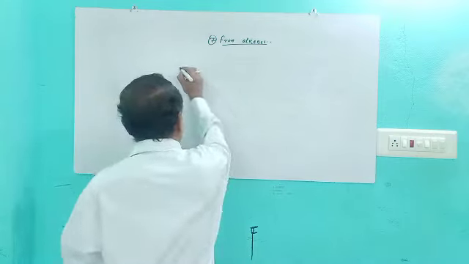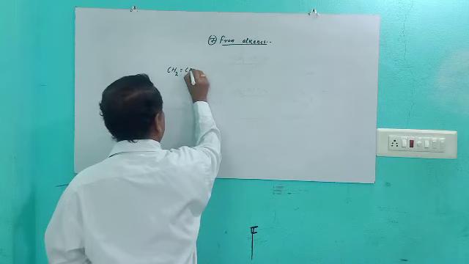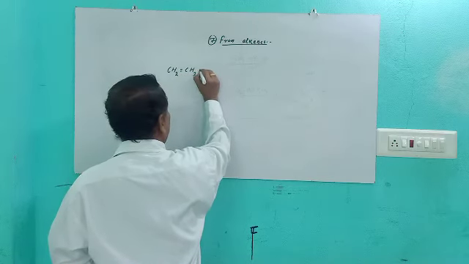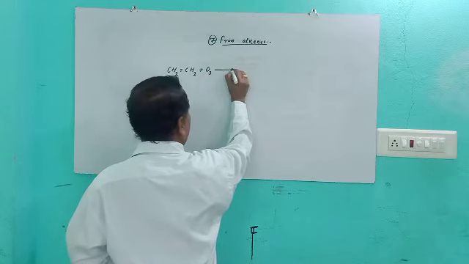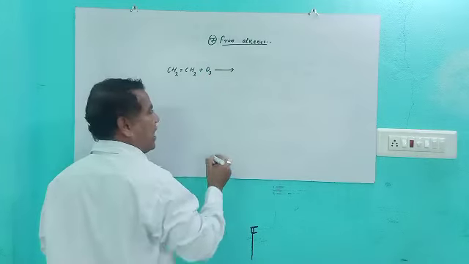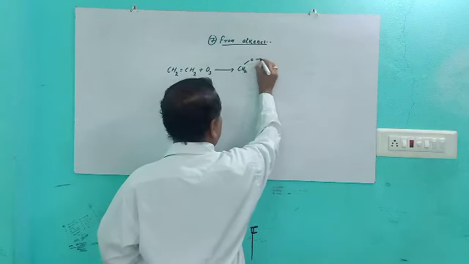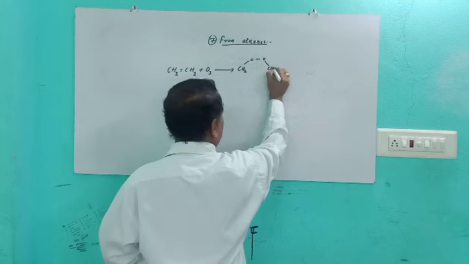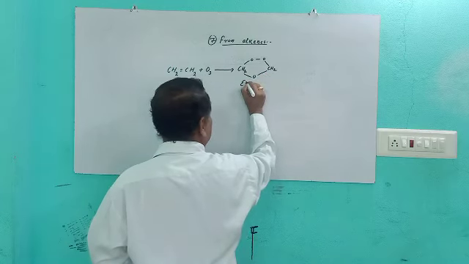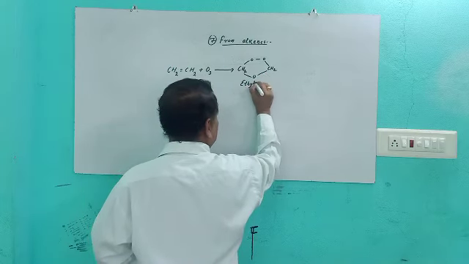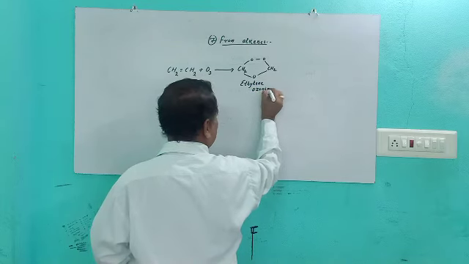Ethylene is CH2=CH2. On ozonolysis, meaning addition of ozone O3, ethylene produces ethylene ozonide, a cyclic compound, CH2-O-O-CH2-O. It is a ring compound, ethylene ozonide. It is an unstable compound.